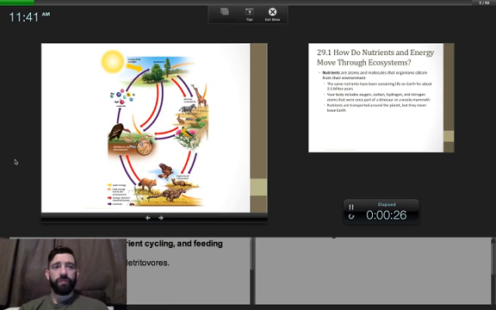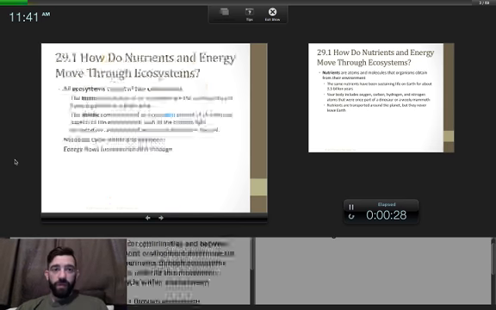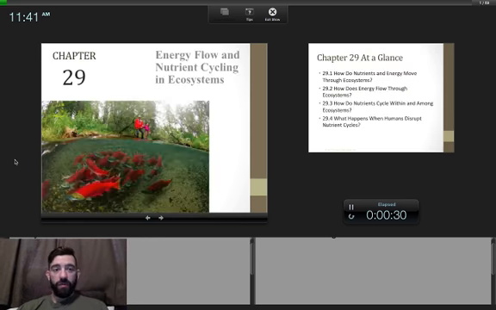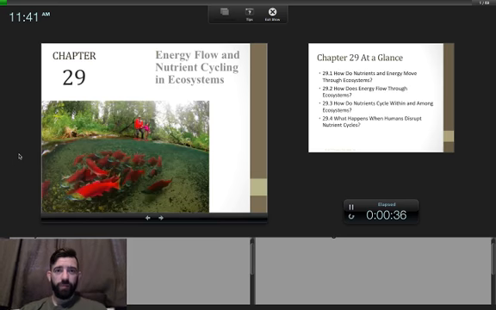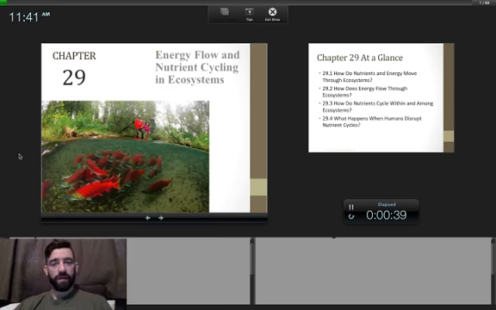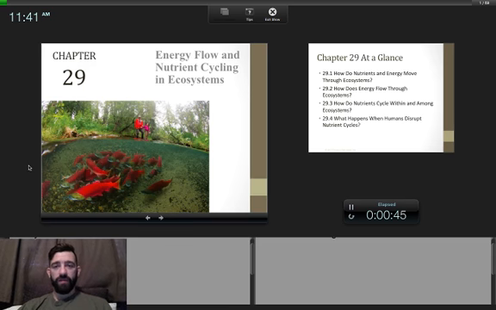So we left off, we had just started chapter 10, I think it is, 10 or 11. The one that's on energy flow and nutrient cycling and ecosystems. So in the lab, we had covered the first couple of slides. We talked about the sockeye salmon and how they affect the nutrient cycle in their ecosystems.